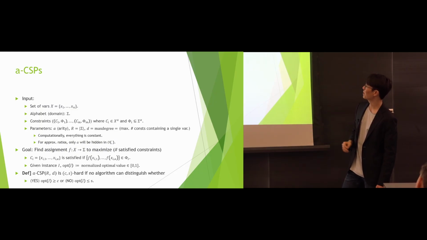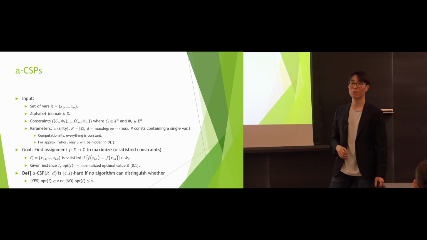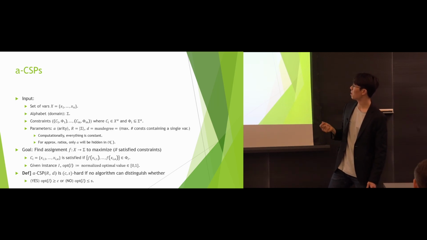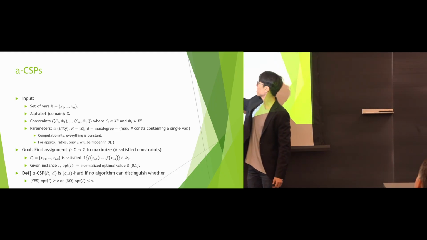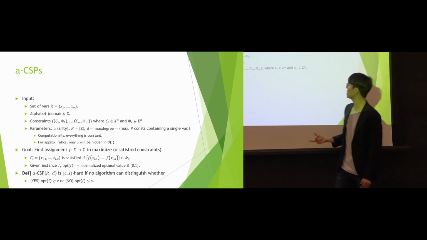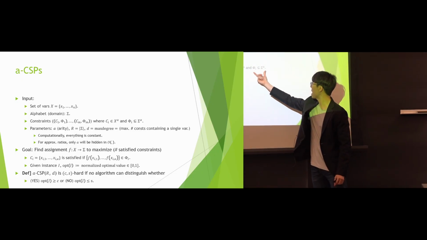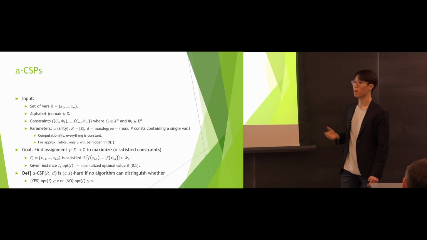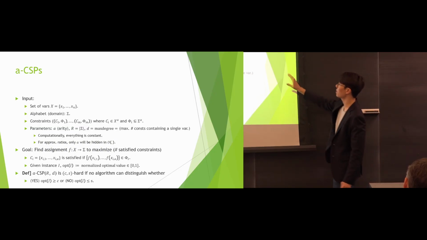The input is a set of n variables, x1 through xn, and then the alphabet or domain, the set of values that each variable can take. And then we have m constraints, and each constraint is represented by a Ci and phi, where the Ci points to the A variables that the constraint will be applied to, and the phi is the set of accepting strings, a set of strings that will make this constraint satisfied. So that's the entire input.